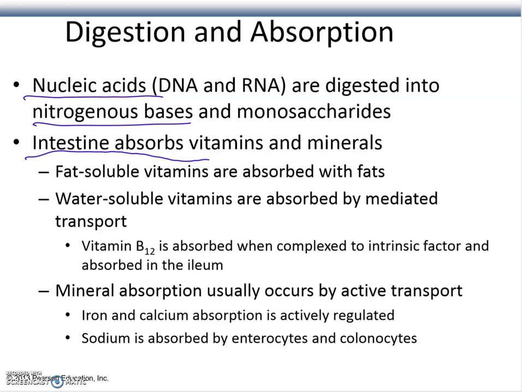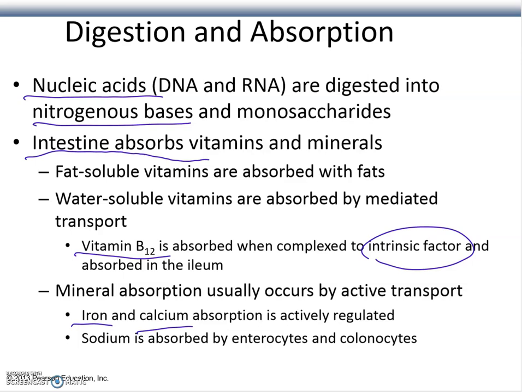Any water-soluble vitamins are absorbed by mediated transport. An example here, vitamin B12 is absorbed by complex to intrinsic factor only. So people that lack intrinsic factor will not be able to absorb vitamin B12, and that's a problem. Mineral absorption usually occurs by active transport, so there will be iron, calcium, and some other minerals that we need.